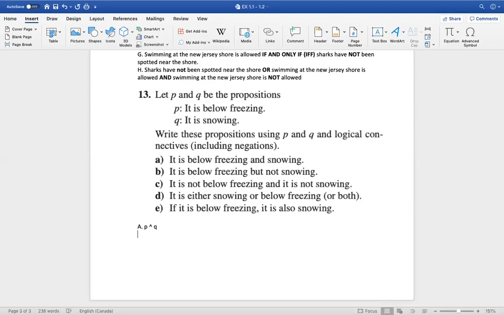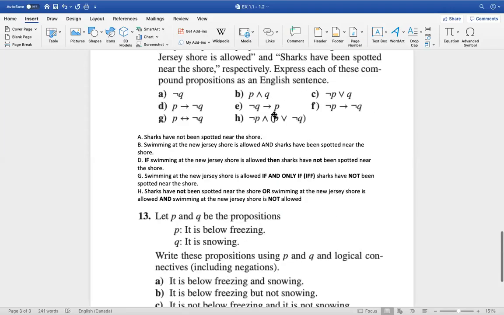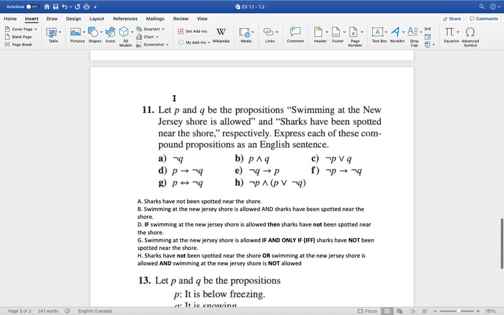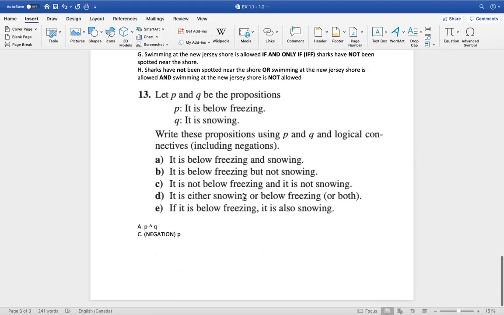Okay, let's do part C. It is not below freezing and it is not snowing. We know that it is below freezing is P. So in order to represent it is not below freezing, we will just say negation. I'm just writing out negation; you are supposed to replace this with the sign because I don't have it on the keyboard. So negation of P, you know what the sign of negation is. Negation of P and it is not snowing, so negation of Q.